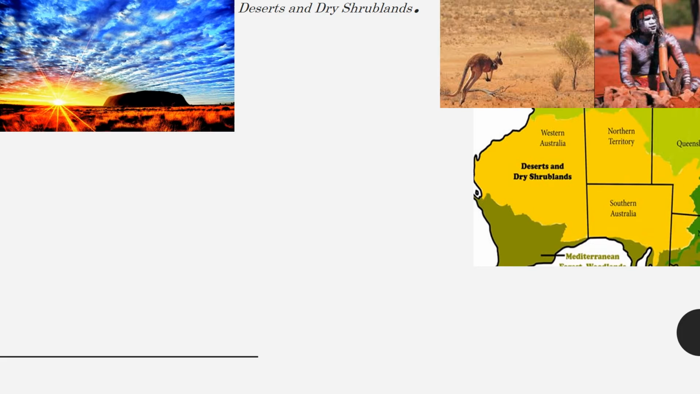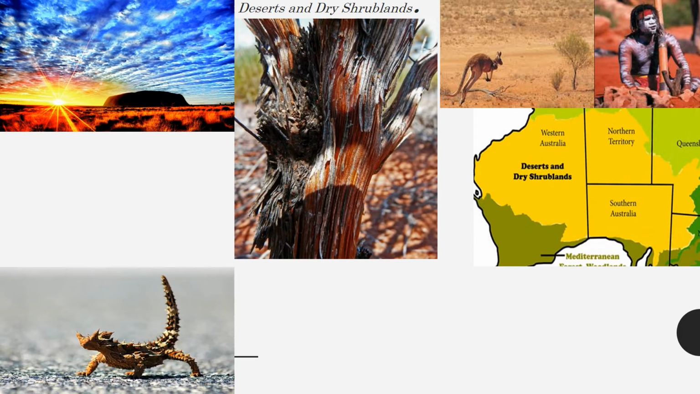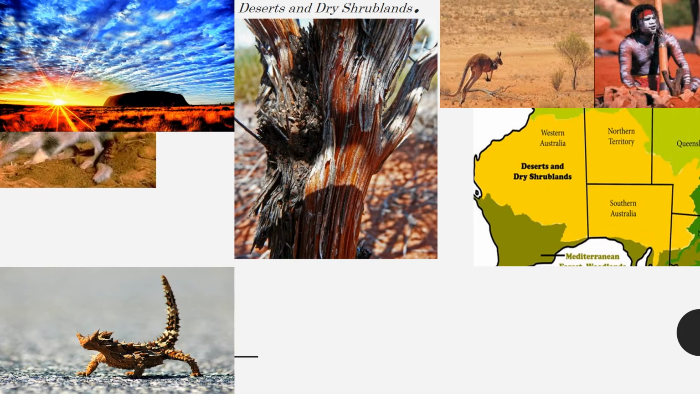On the left, we have one of the most famous natural attractions of Australia, which is called Uluru, and it's a very large rock, and it's also very beautiful. This is a desert grass tree. They are able to grow in very dry and desert conditions. This is a thorny devil. One step on this can poison you and also hurt you, and they are common in this area as well.